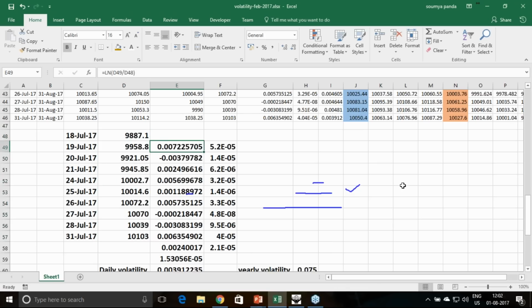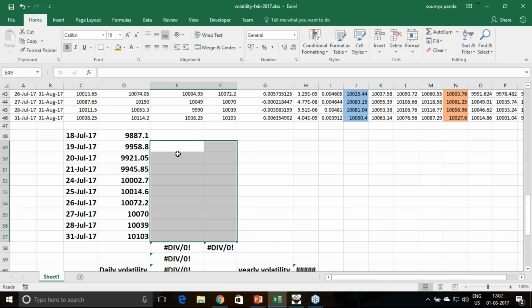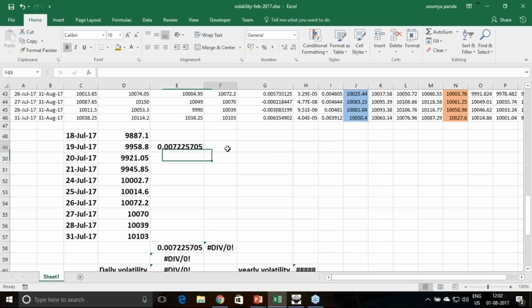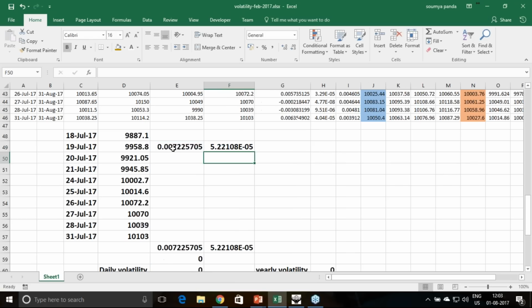Then I will be calculating the daily volatility. It is very simple to calculate. Here, I will take the logarithmic function ln. I have to type ln of the 19th July price divided by the 18th July price. This is called absolute return. Then whatever ln value I got, I have to square it. If you put a cap symbol and give 2, it is square.